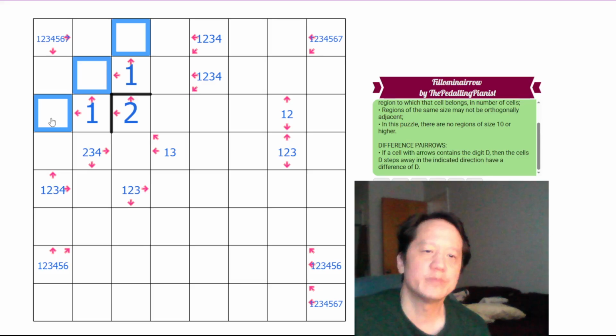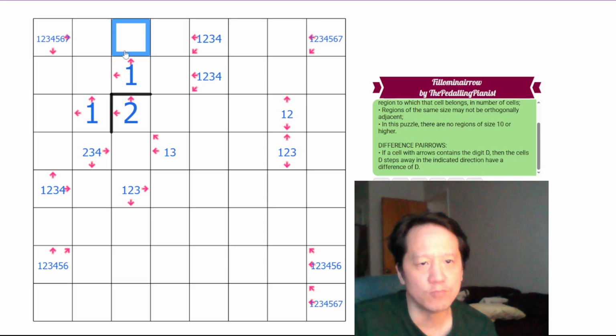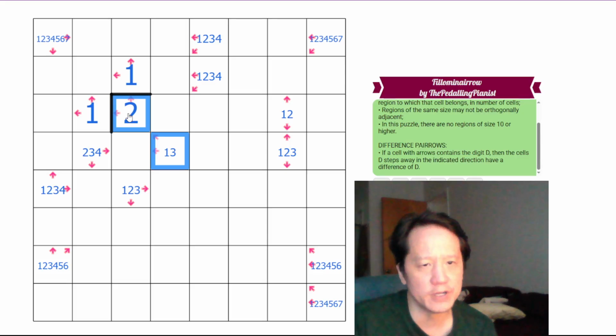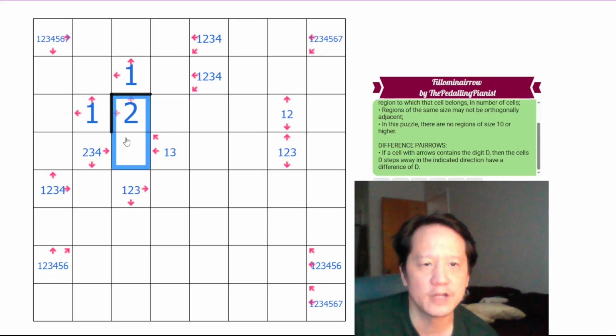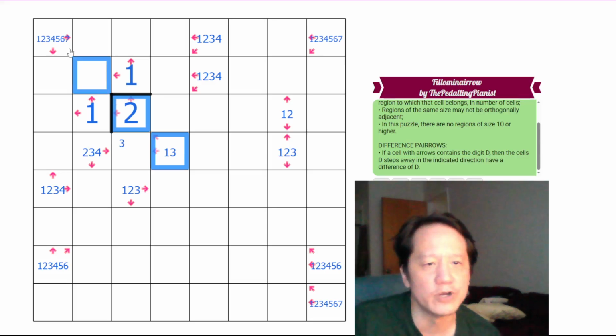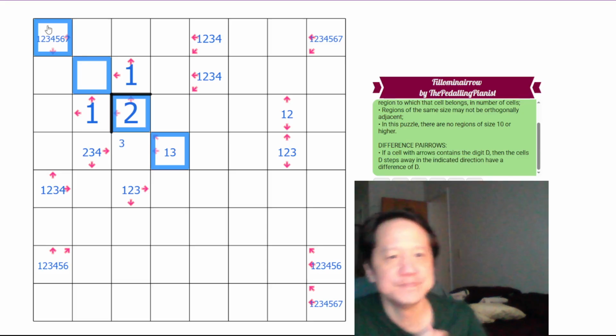So what are the possible digits here? Obviously, you can't have 1. So it cannot be 1, 2. So this is 1 away or it's 3 away. If it's 1 away, these have to have a difference of 1. This would be 1, this would be 2, and therefore this would be 3 in that instance. If it's 3 away, that could potentially work.